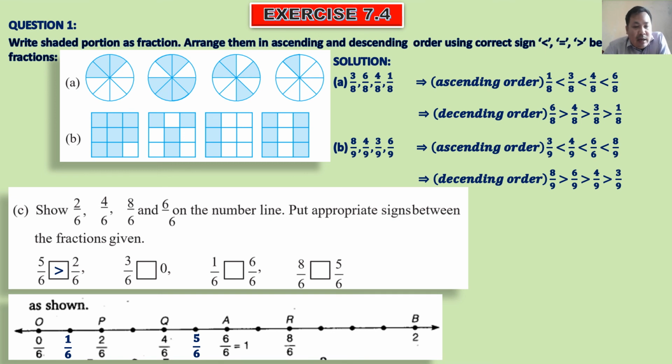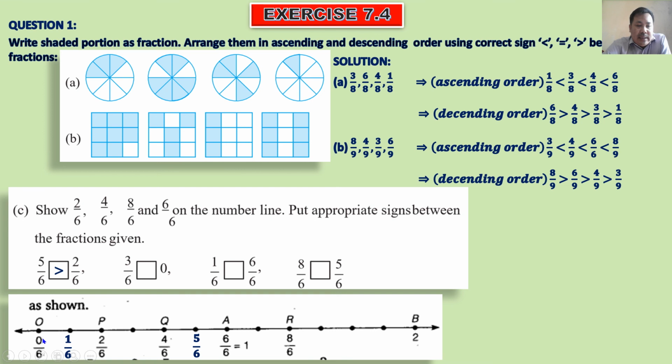Next is 3 by 6 and 0. Now where is 0? You can see here the point O is the 0, isn't it? So 0, whether it is 0 by 6 or 0, is same. Okay, any number, if 0 is divided by any number, the answer will be 0 itself. Okay, clear? So it is the 0 here.